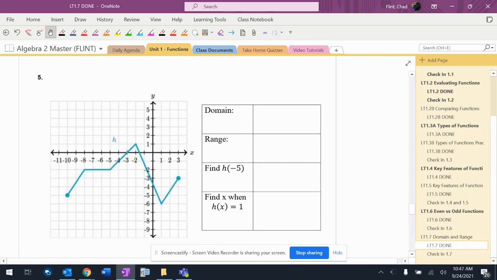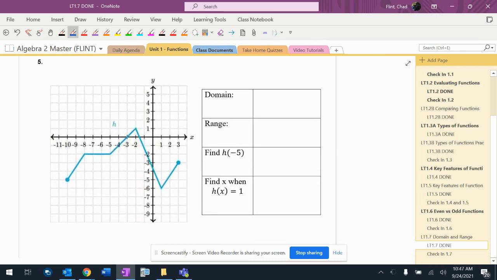All right, so let's do domain and range first. So domain, what x values does this thing have? Well, it starts out over here at -10, and then the x value travels along and gets bigger and bigger and bigger until it gets right there and then stops. The graph stops at 3. So the domain, the x value, starts at -10, goes over to 3. They are both filled in circles, so it gets brackets.